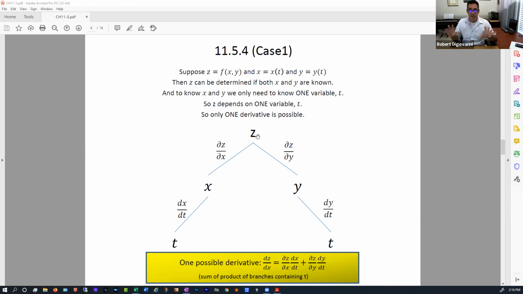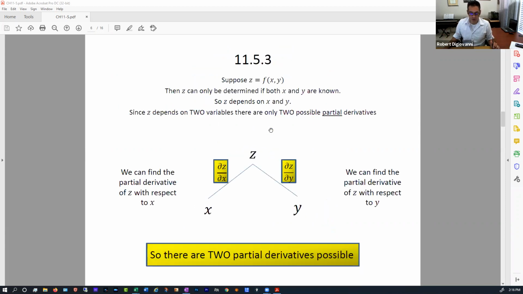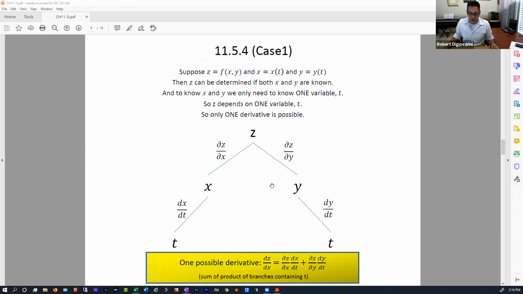Do y'all see that? This is different than the last problem, because now instead of needing to know two things to get z, I still need to know two things, but those two things I can get if I know what t is. So ultimately here, z depends on really only one thing, right? T is the same thing down there. So z depends on t. And because z depends on t only, there's only one derivative possible, and that is dz/dt.